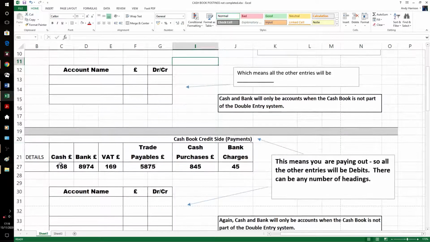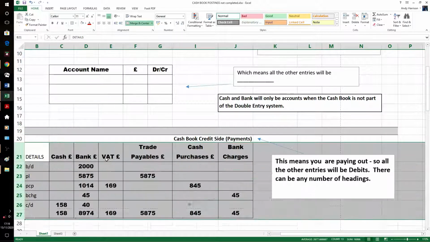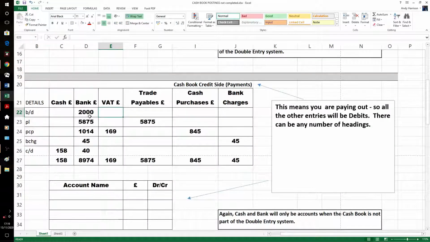And actually, if you have a look at our payment side, because this is the same one, same business. Yes, they started off £2,000 overdrawn and they've only spent £5,875 paying suppliers. They've had a cash purchase and they've had some bank charges, carried down amounts, which is why the column totals for cash and bank should be the same.